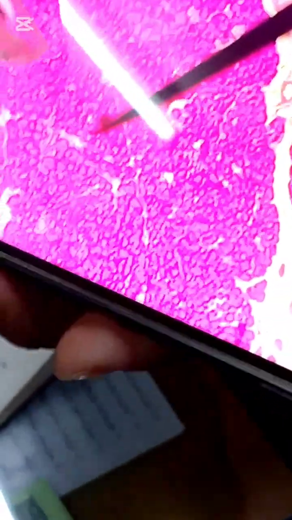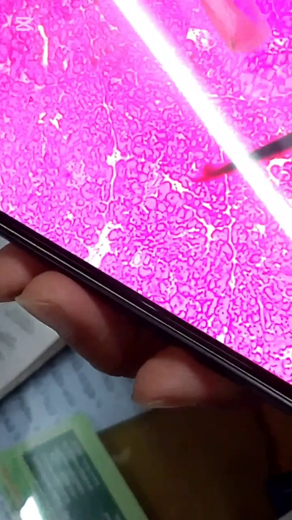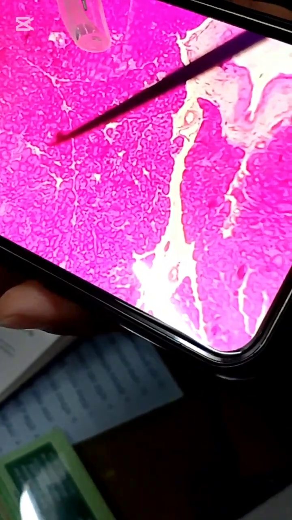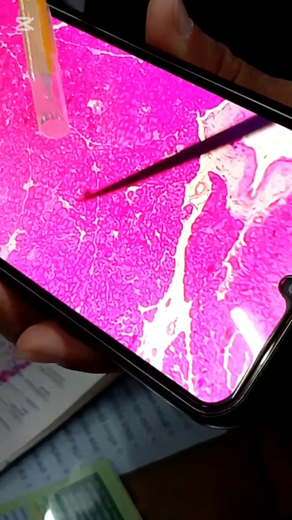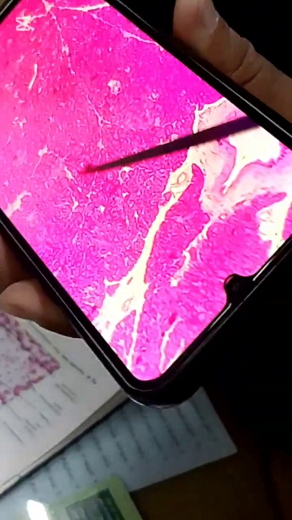You can see here these all are deeply staining, and light staining here. These are islets of Langerhans. If we give the indicator here or here, you have to write islets of Langerhans. Organ: pancreas. If I give the indicator here, acinar cell. Organ: pancreas.